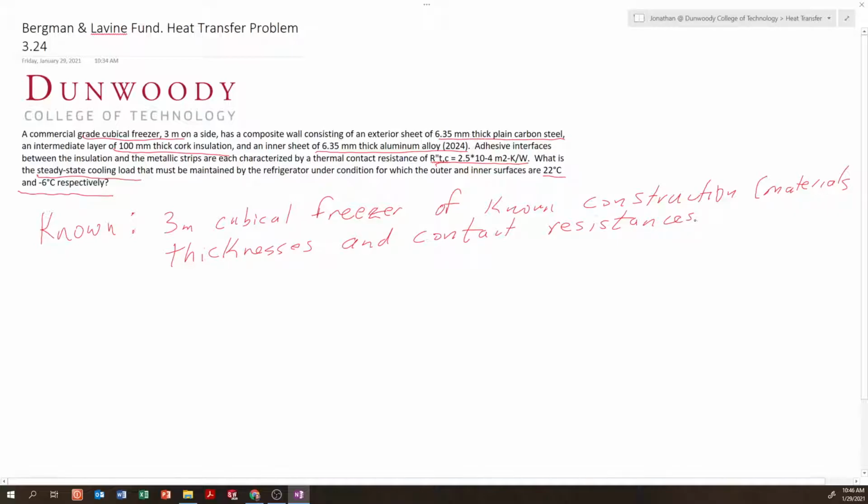Alright, what are we looking for? Our find here. We're looking for cooling load for steady state. What does that really mean? That's our heat loss. Right? How much heat are we removing from the system to keep it at the temperatures that we're specifying? So now we'll move on to our schematic.